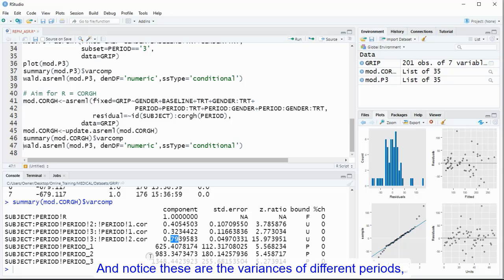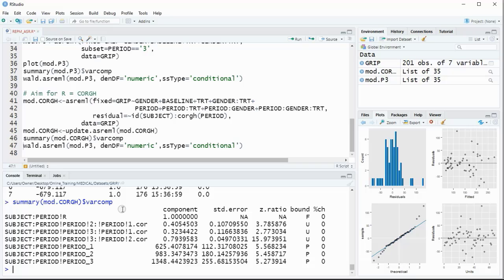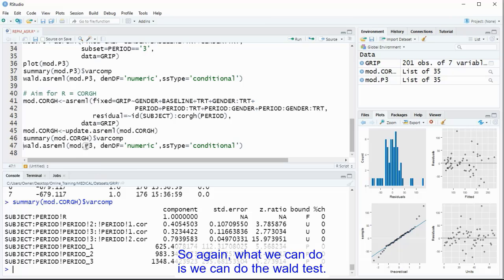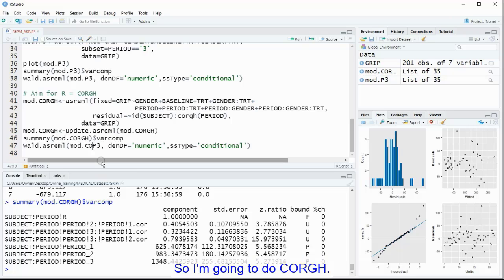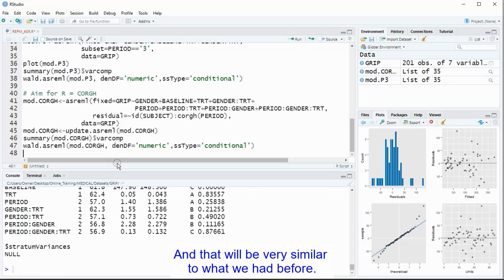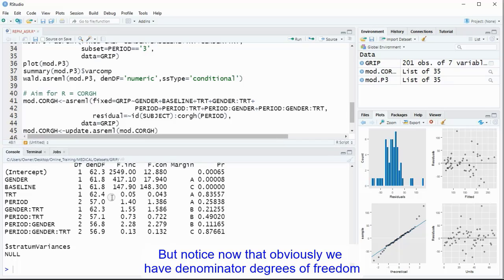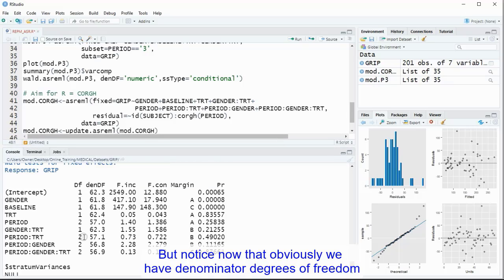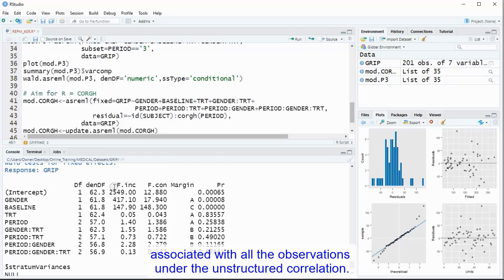And notice these are the variances of the different periods, which tend to go higher as we move along, which is interesting. So that means the response changes across the time. So again, what we can do is we can do the Wald test. So I'm going to do core GH, and then it will be very similar to what we have before, but notice now that obviously we have denominator degrees of freedom associated with all the observations and with their structural correlation.